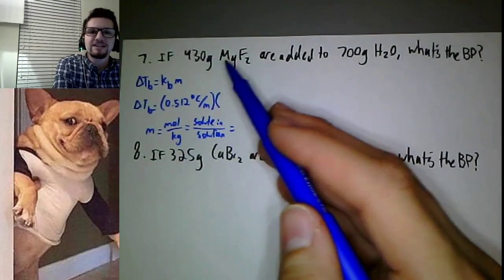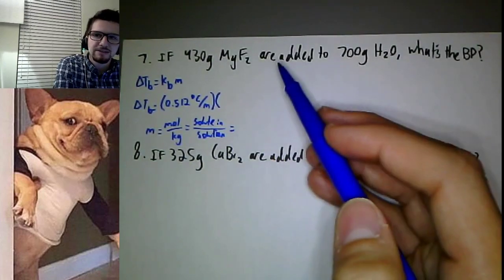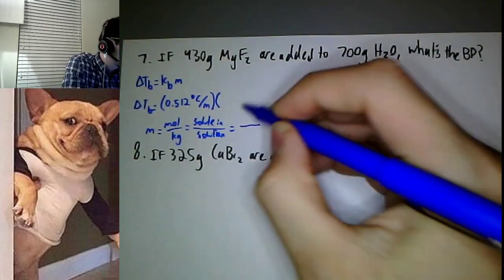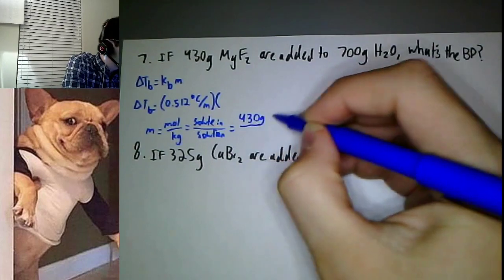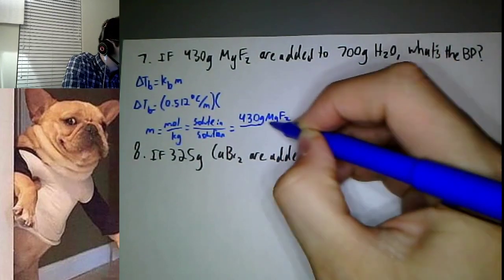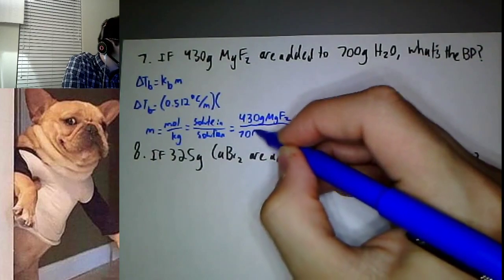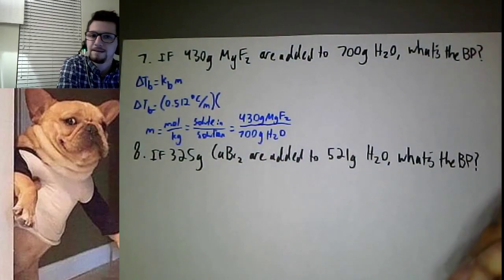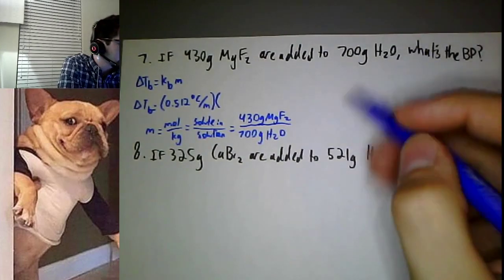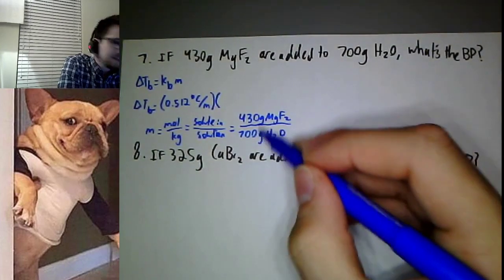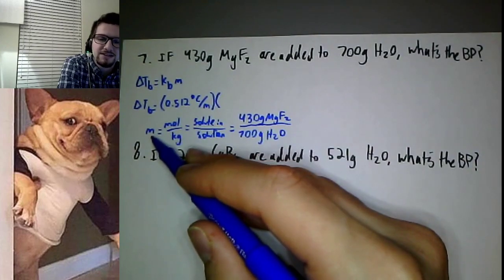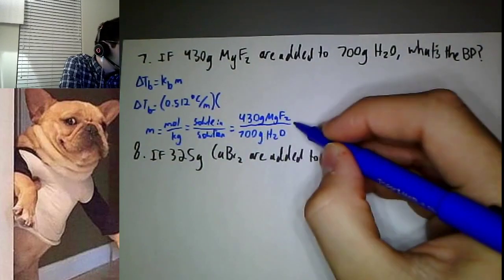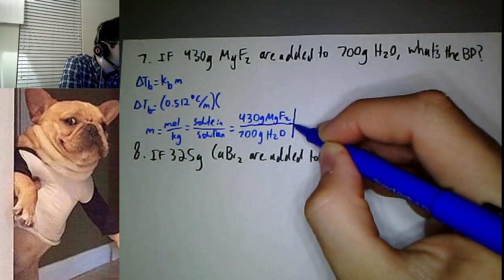So what is in what? It looks like the magnesium fluoride is being put into the water. I have more water, so that's my solution. That gives me 430 grams of magnesium fluoride over 700 grams of water. So what is my boiling point? I need to get this into the form of molality so I can plug that answer in right here. My denominator is not in kilograms. That's the easiest thing to take care of.